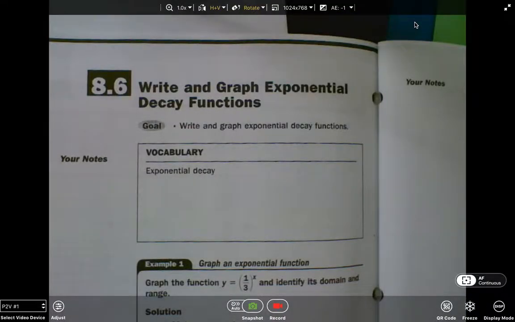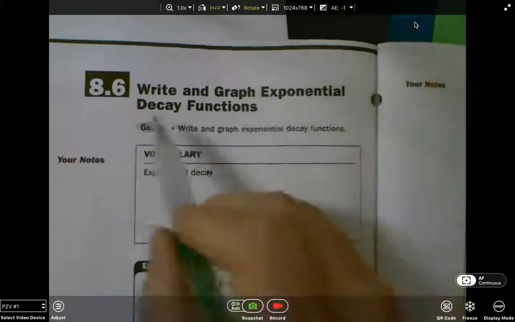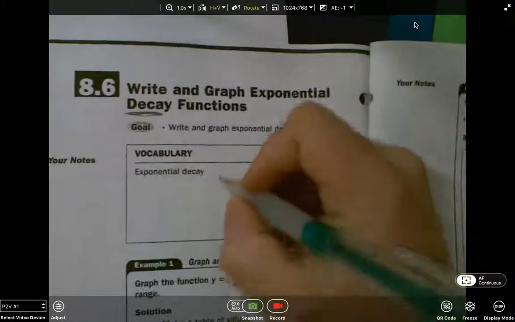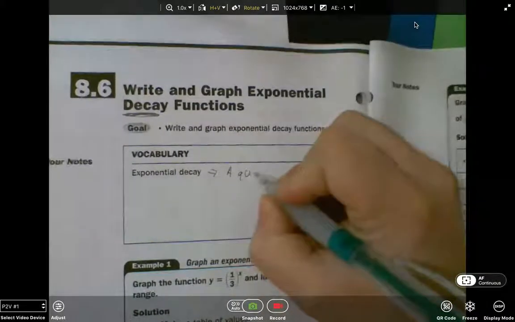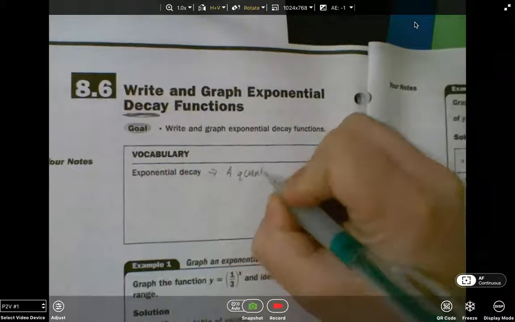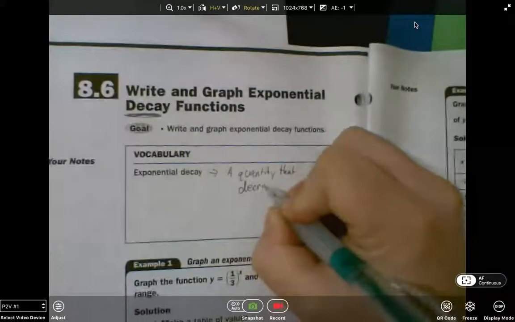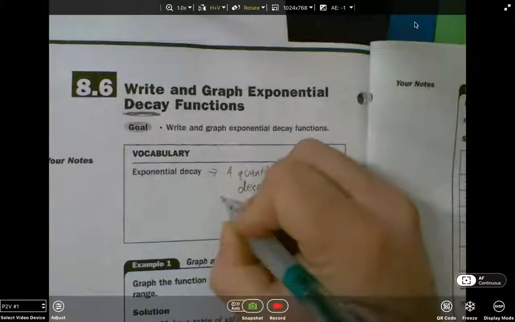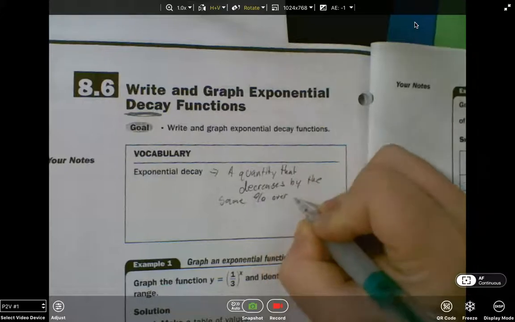Okay, welcome to your guided notes video for 8.6, which is about exponential decay instead of growth. So the first thing, let's write down the definition here. It's a quantity for decay that decreases by the same percent over time.